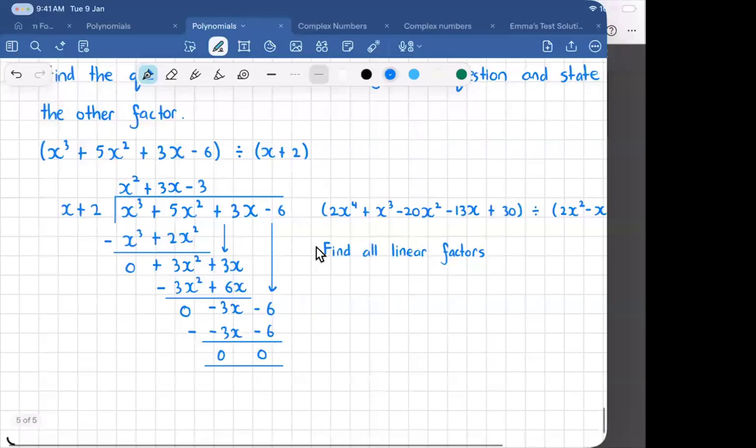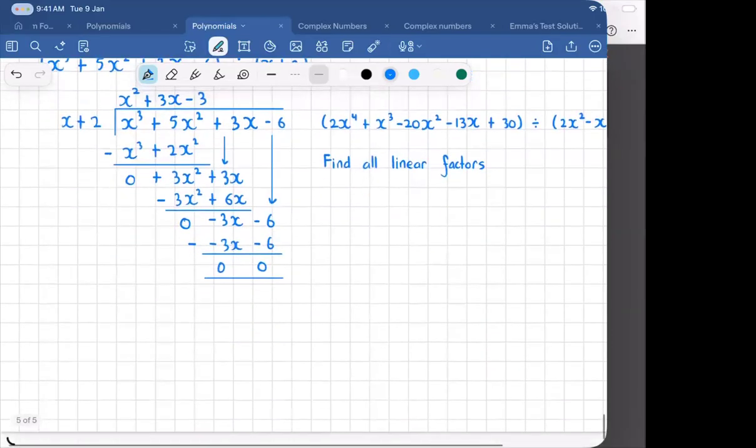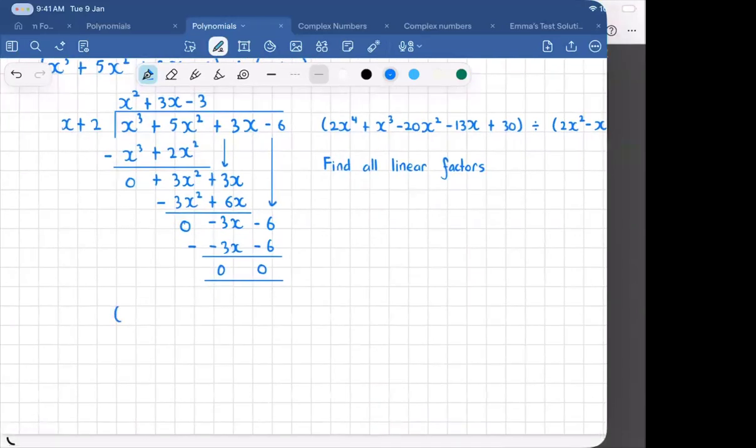Serena, was x squared plus 3x minus 3 factorizable? Yes, it was. Okay, run through that factorization. So we're going to open up two pairs of brackets and put x here to get back x squared. What did you choose to multiply to give you minus 3? Does it look factorizable? No, I don't think it was. That's not factorizable.